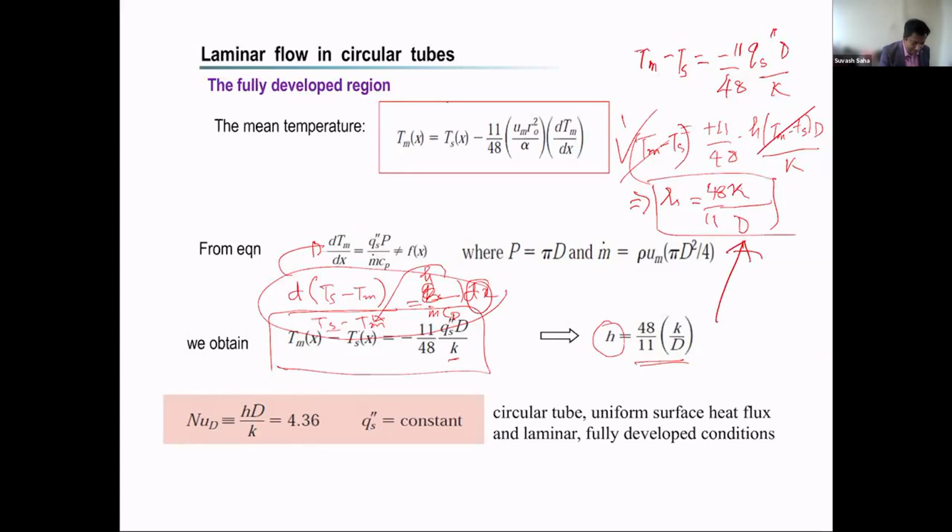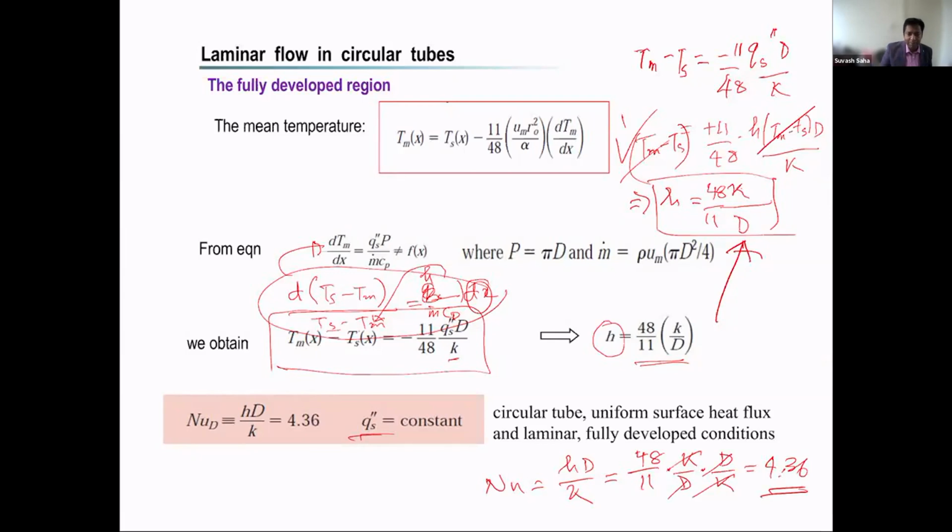Now, from the Nusselt number definition, we have H D by K. So H D by K, that is our Nusselt number. Okay. So now we know H. What is H? 48 by 11 K by D. And here we have D by K. So this cancels. So now we have a very constant Nusselt number, which is 48 by 11, which is 4.36 for the constant heat flux condition.